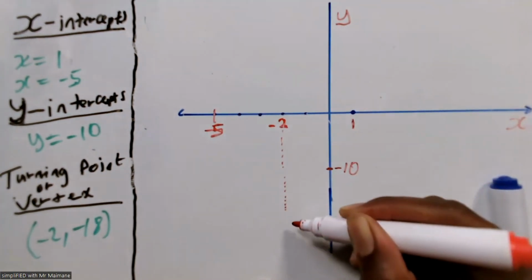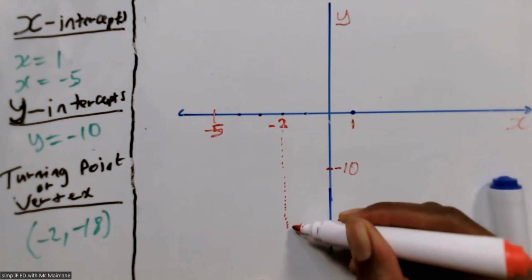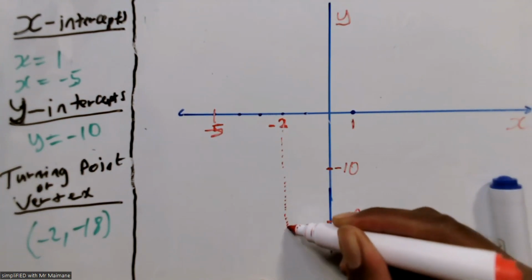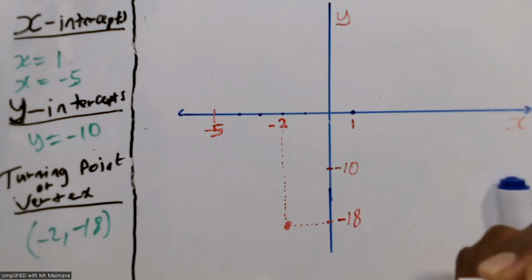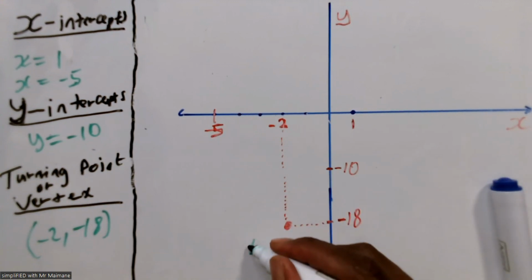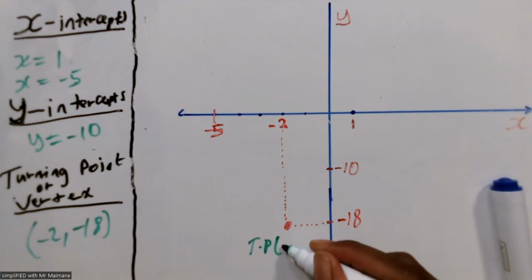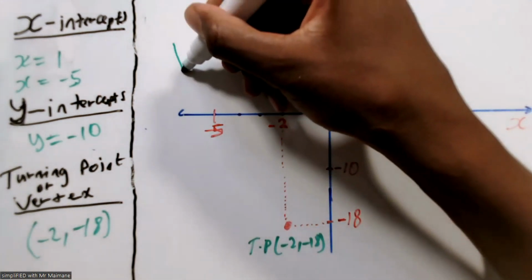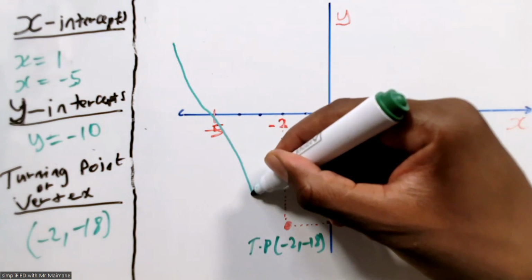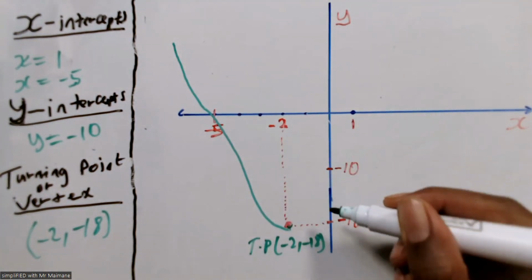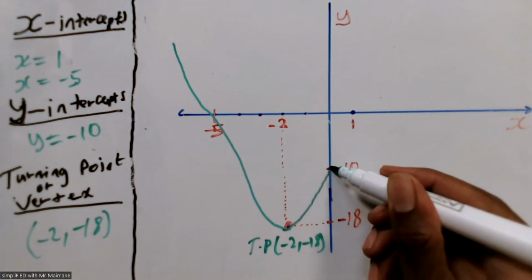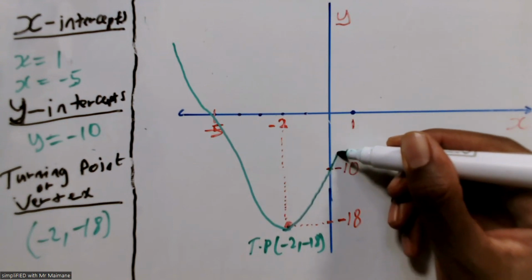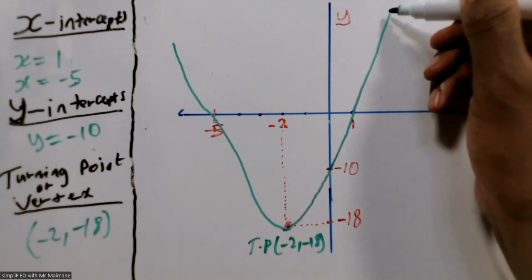minus 2, and minus 18. There is our turning point there. There is our vertex there. TP is minus 2, minus 18. Now, if we plot our graph, it's going to go something like this. It's going to pass the minus 5, it turns there, and then it goes up, it touches the minus 10, and then it touches the 1, and then it goes up like that.